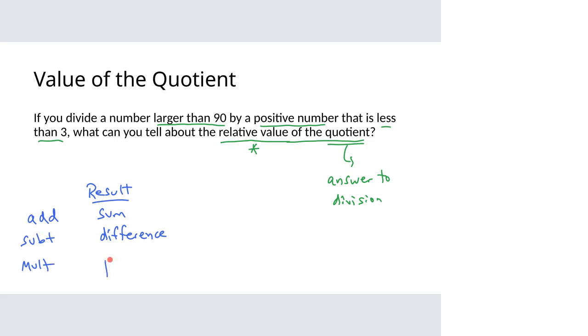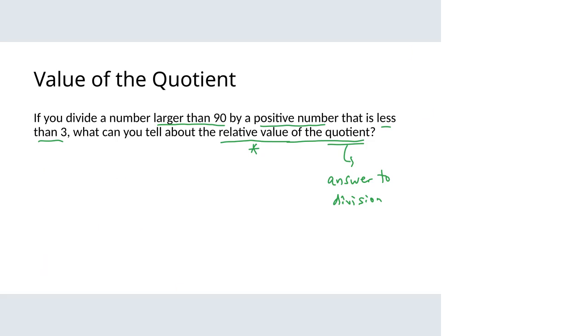Very good. All right, Xochitl, you're exactly right. We call that the product. Very good. You guys remembered those. So when we add, we call it the sum. When we subtract, we call it the difference. When we multiply, we call it the product. And when we divide, we call it the quotient. So when we divide two numbers, we call the result of that the quotient.